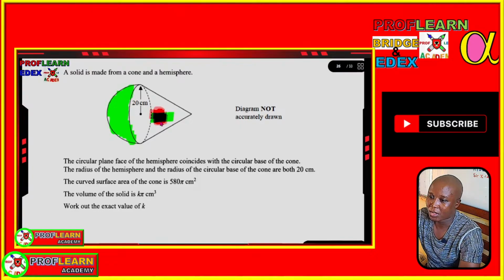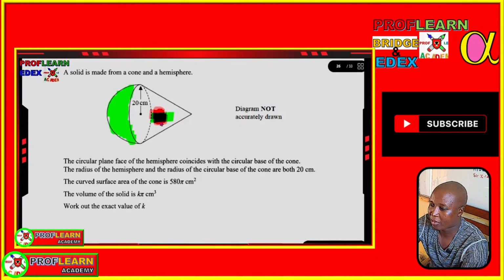Now, compound shapes, involving a solid made from a cone and a hemisphere, that is a cone and a sphere, and that hemisphere is having a radius of 20, right? And then we are supposed to work out the value of K, but we are told the curved surface area of the cone is 580 pi, yeah, and then the radius is 20.